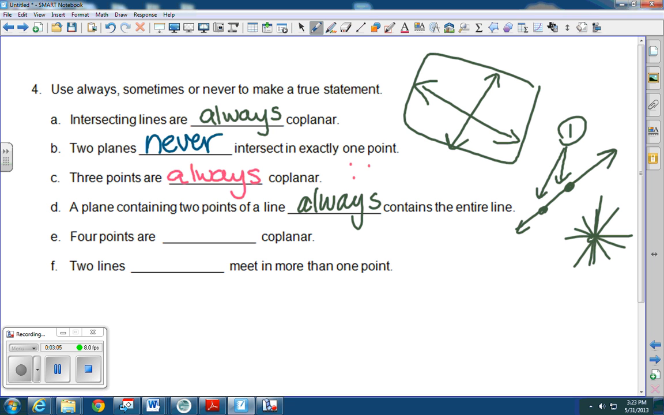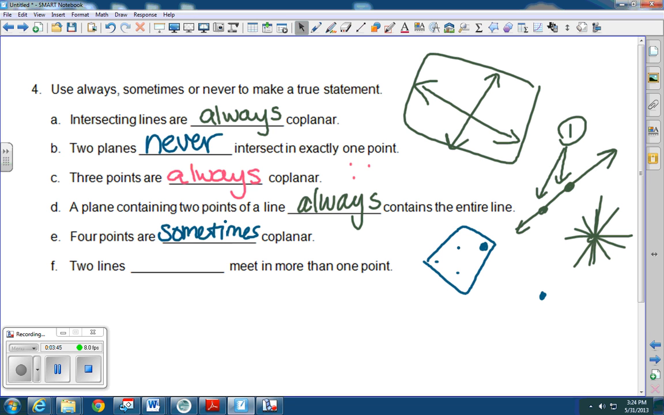4 points are blank coplanar. Now, we already talked about 3 points are always coplanar, but what about 4 points? I can have 3 points, and there's for sure a plane that I could draw through those 3 points. But then I could put this other point somewhere in a plane parallel to that other plane, totally separate. Or I could put that fourth point in the plane with them. So I could or I couldn't. If you've got options, then your answer is sometimes.